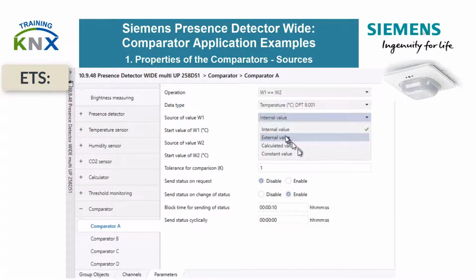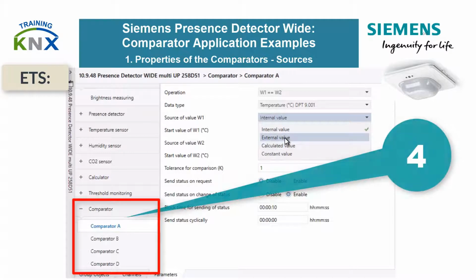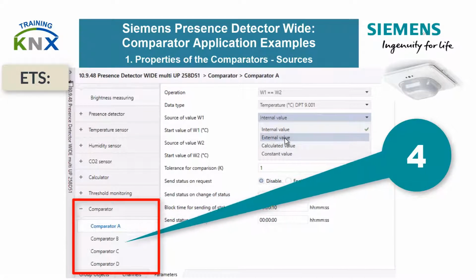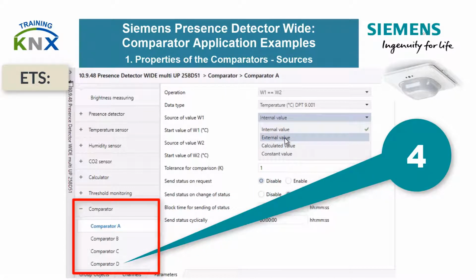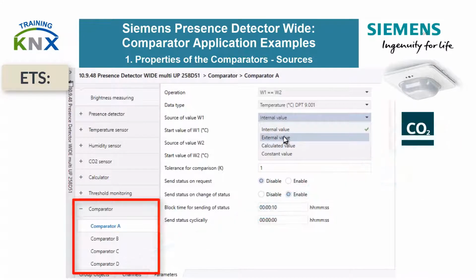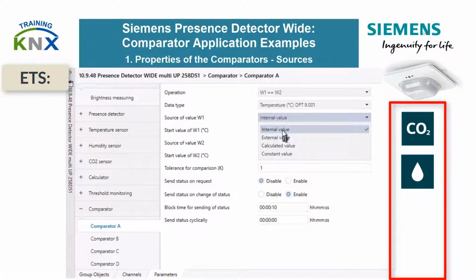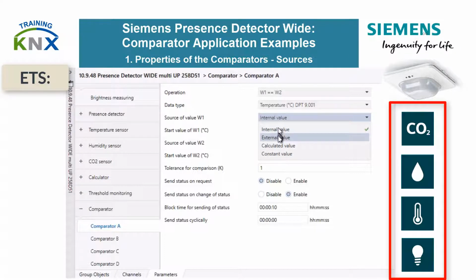How many comparators can be used per device? The Siemens presence detectors white provide 4 comparators. Thus, each internally available measured value can be used simultaneously once.